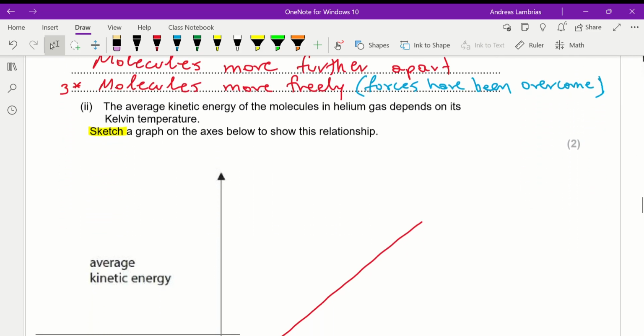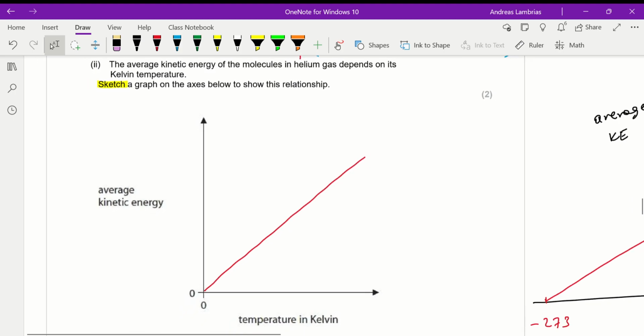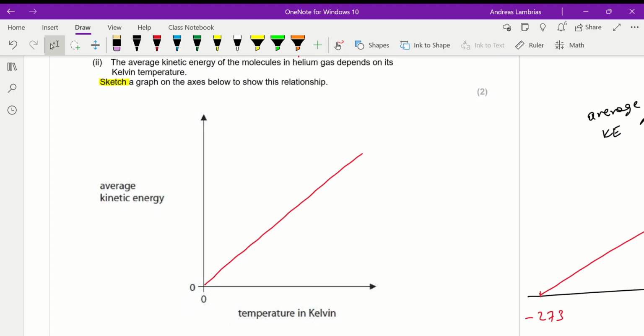The next question is asking us to sketch a graph to show the relation between the average kinetic energy and the temperature in Kelvin. When it's asking us to sketch a graph, that means there are no numbers or units involved. It's just to show the relation between the two by drawing a graph or a curve or whatever the relation is. If it's asking us to plot a graph, then it should provide us with data, with numbers, so we can put the points, we decide the scale, and so on. So in that case, the relation between the kinetic energy and the Kelvin temperature is, as you can see here, it goes through the origin.